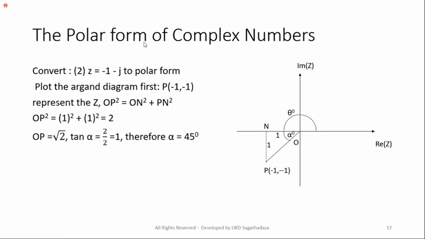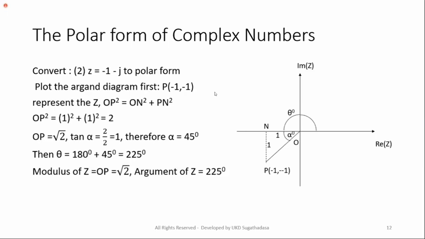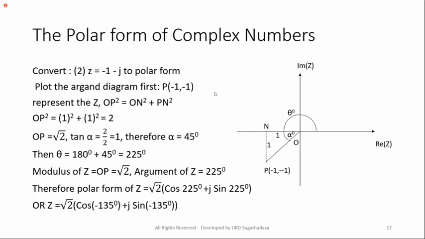Therefore, the angle theta is 225. Remember, you can measure the angle in the other way also, because if the point is in the second or third quadrant, you can measure the angle the other way also, minus 135. See the argument 225 one way, that is 180 plus 45. Other way minus 135. No harm. You can answer in both ways.